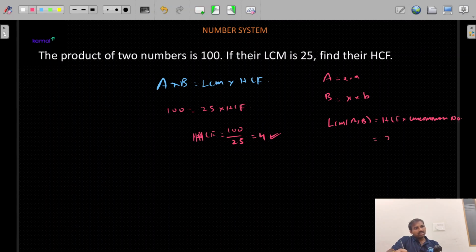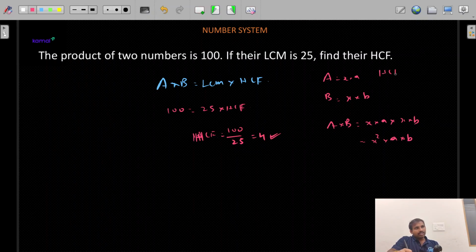Yes or no? Here HCF is x. Okay, if we take x, sorry, we are not taking LCM here. We are just producing A and B, which is x into A and x into B. x into x will become x square into A into B.